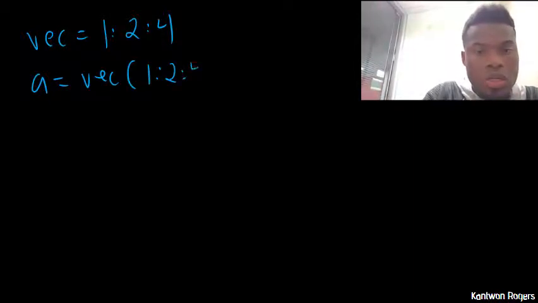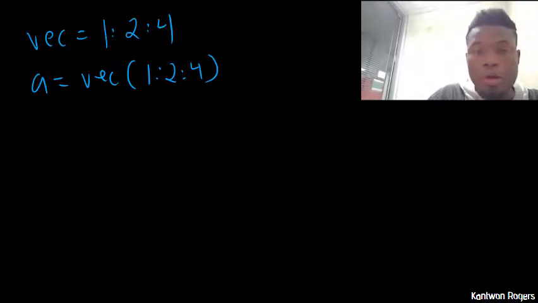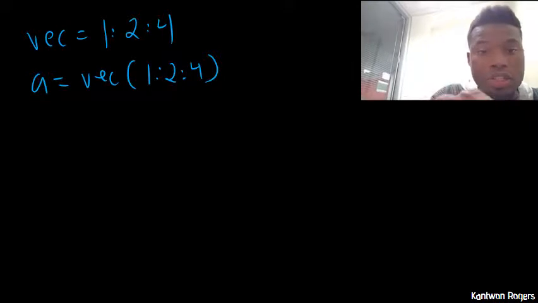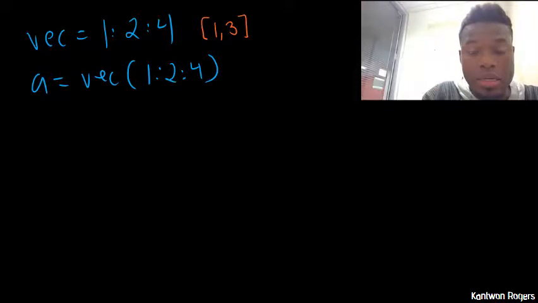So let's go over this problem. So we have vec is equal to 1 colon 2 colon 4. Then we have A is vec of 1 colon 2 colon 4. So here, this first line of code, this produces the vector 1, then it adds 2, so it gets 3. Then it goes back, so it doesn't go past 4, right? If I try to add 2, I would get 5. That's past the ending number. So my vector is 1, 3.